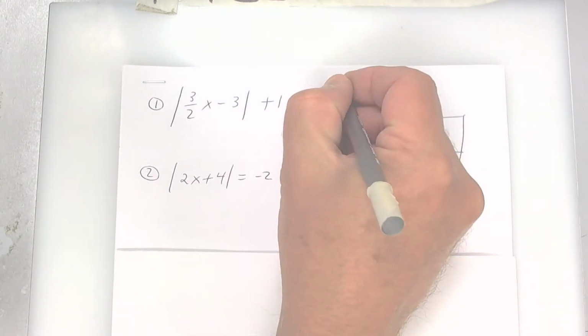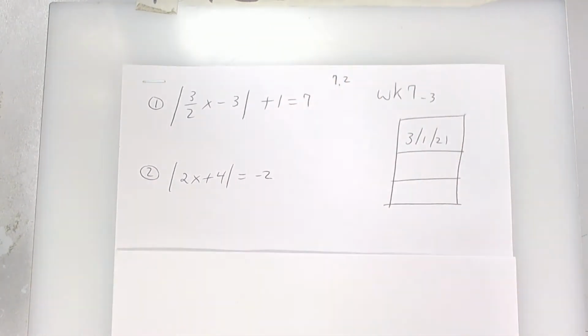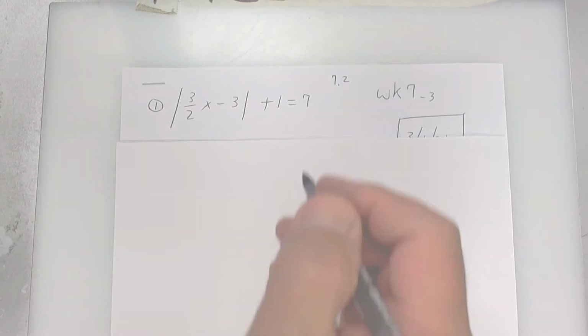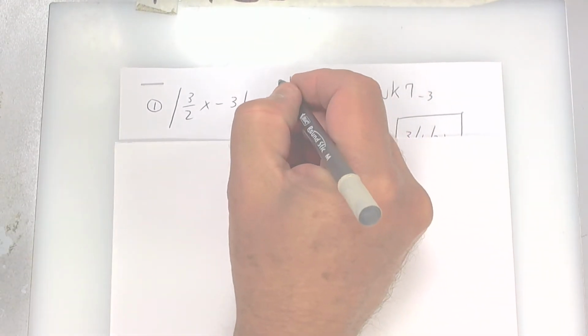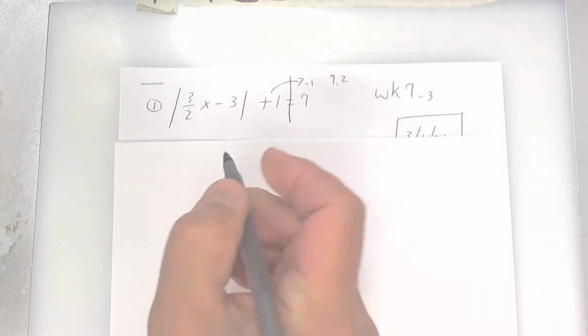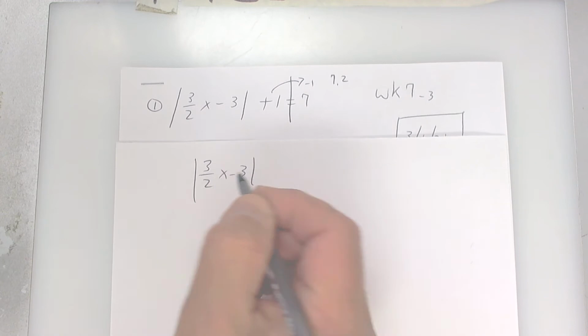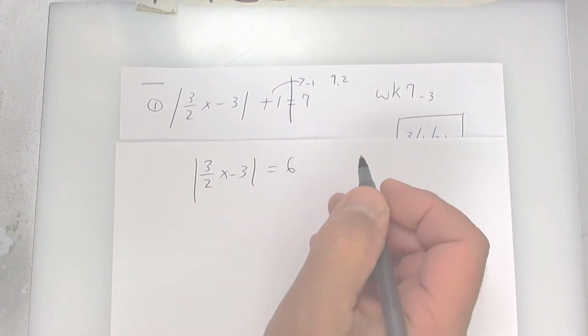This is 7.2. Let's take a look here. First thing you have to do is get the absolute value by itself. So you have to subtract 1 from both sides. So that's going to give you 3 over 2x minus 3, absolute value, is equal to 6.